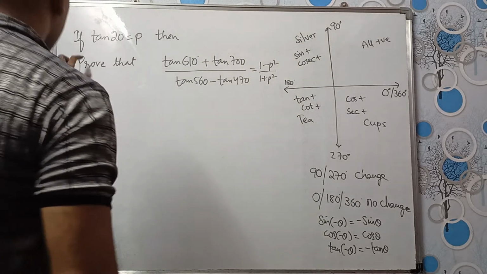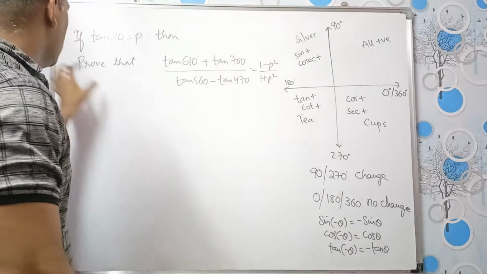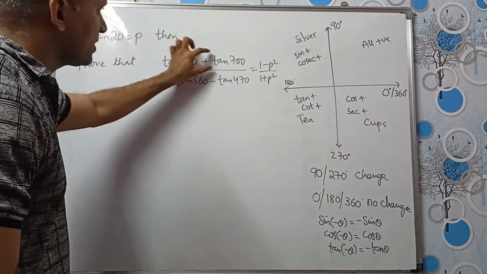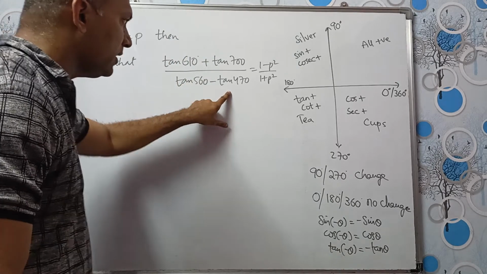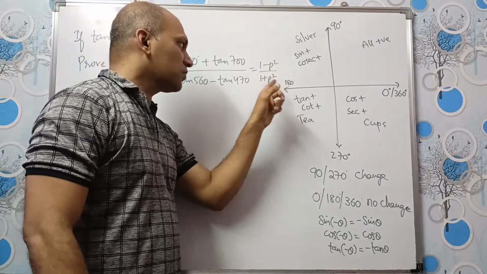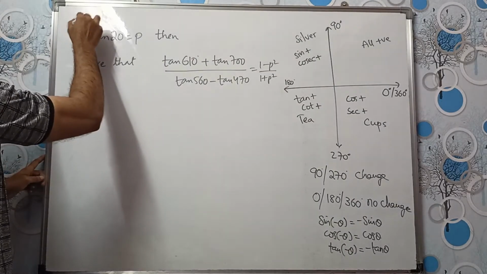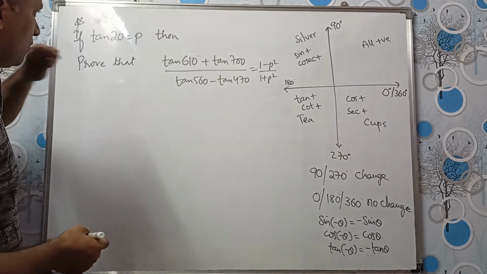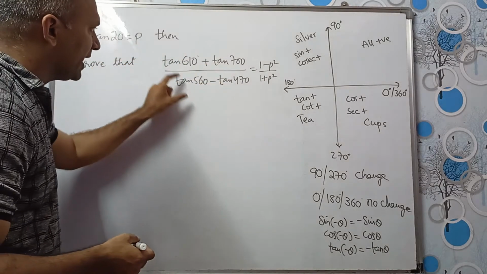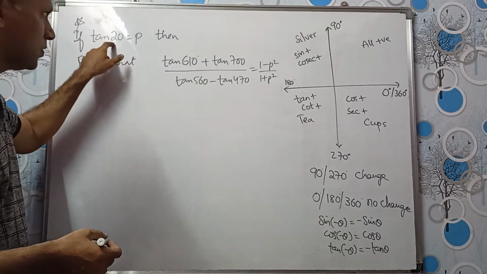Okay, let us solve this. If tan 20 degrees is equal to P, then prove that tan 610 plus tan 700 divided by tan 560 minus tan 470 is equal to 1 minus P square by 1 plus P square. Very important question. Okay, tan 20 is equal to P given. Which means we need to write all these 4 tan values in terms of 20 degrees.